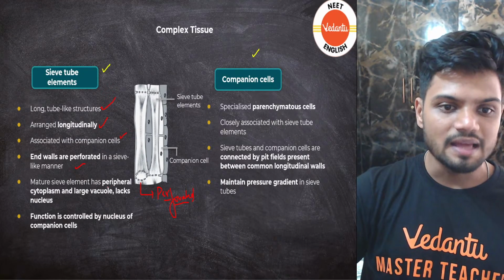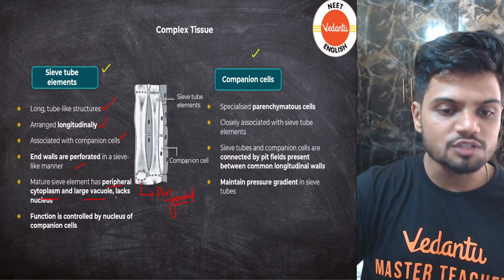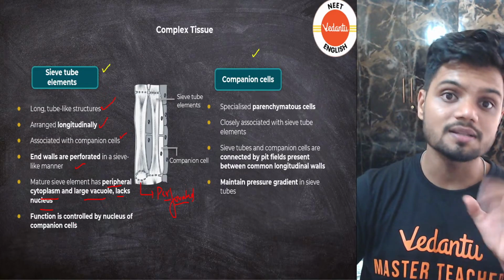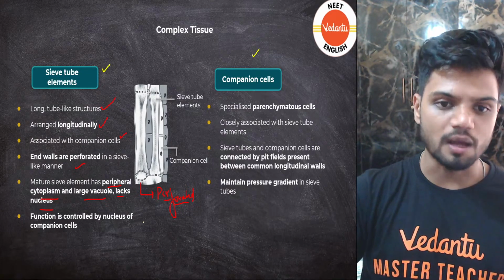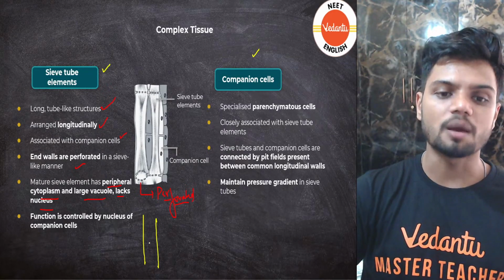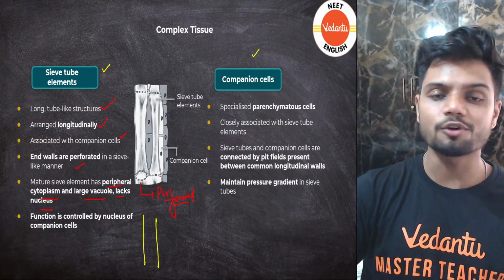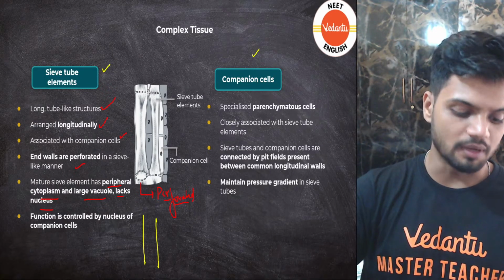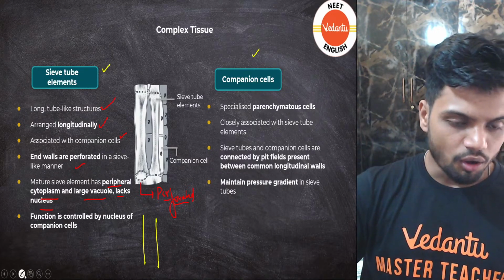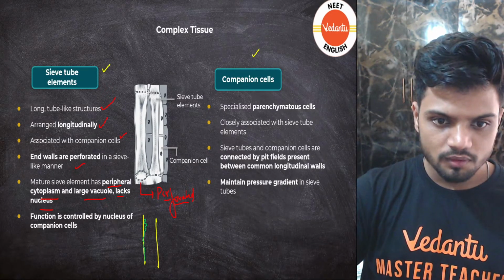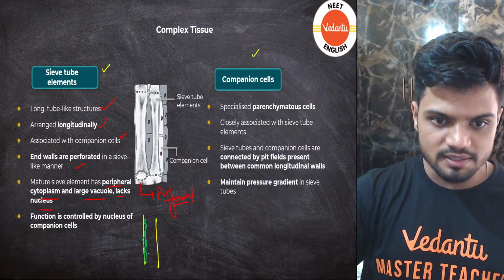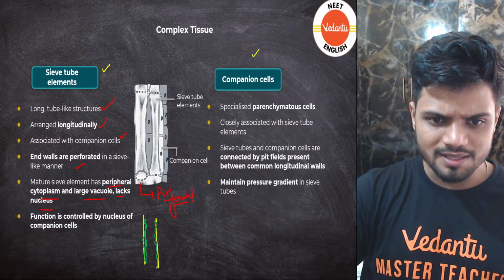Mature sieve elements have peripheral cytoplasm, a large vacuole, and lack a nucleus. Understand this line. Very simple. If the transportation of the food has to happen, in the middle, do we need more space? Yes or no? Obviously, we need more space in the middle. So for that very reason, all the cytoplasm is moved towards the corner. It is a living cell. All the cytoplasm is moved towards the corner.